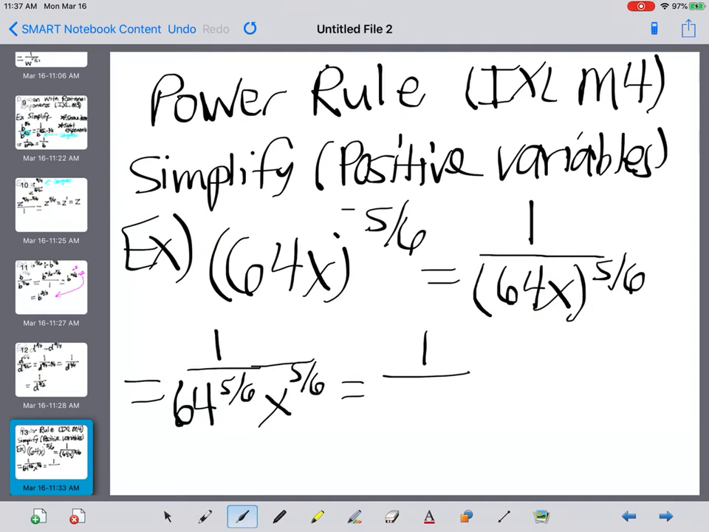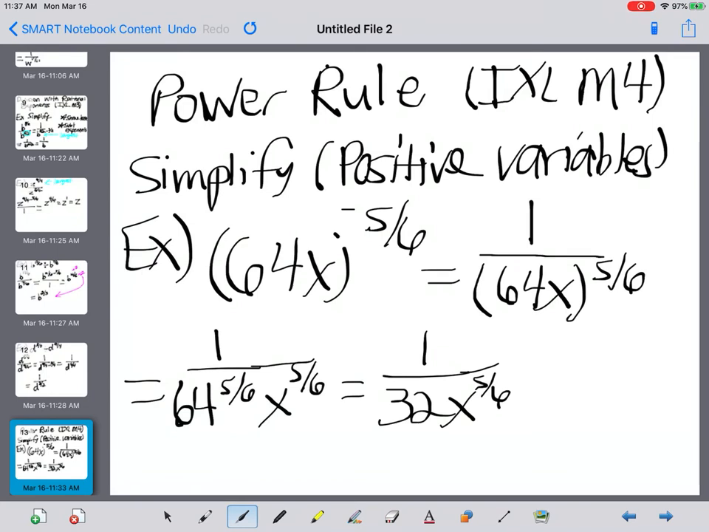And be sure you put your fraction in parentheses or the calculator might mess up. And so you should get 32. And really, with the x to the 5/6, I can't really do anything there. So just leave it like that. So 1 over 32 x to the 5/6.